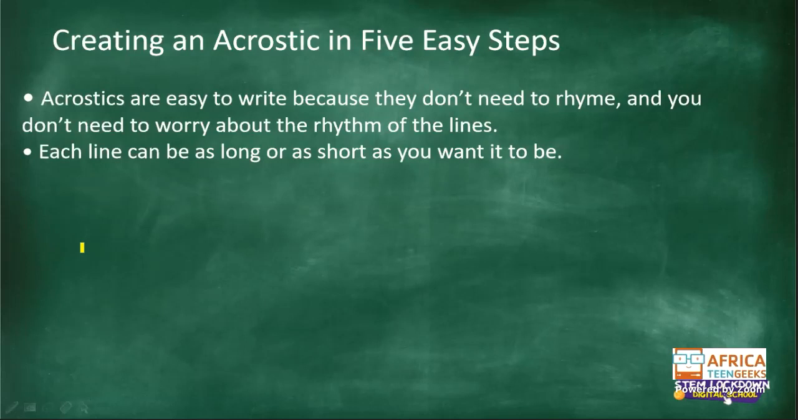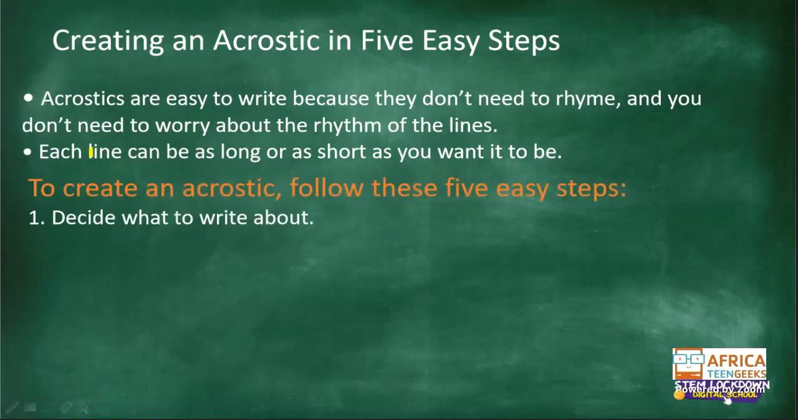Number 1, decide what to write about. Remember, I said you can write about anything. That's one of the fun things about an acrostic poem. If you want to choose your name, you can describe yourself with your name. If you want to choose Minecraft, you can write a poem about Minecraft. So it can really be about anything. Then the next step is you have to write your word down vertically. Now you saw in the examples that I showed you, you will write all the letters underneath each other, okay?